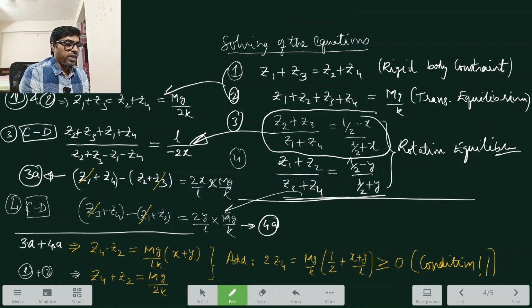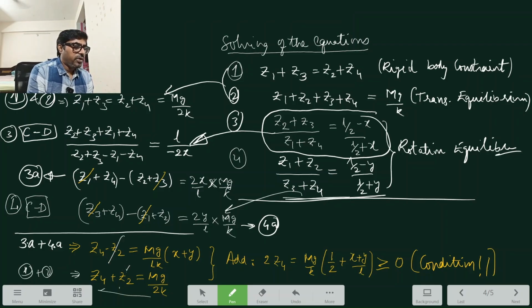So now I am getting these 3a and 4a. Let's say 3 is the expression given. I use componendo dividendo, I got this 3a, and the same way 4a. Solving this, I got Z4 minus Z2 equal to mg by Lk into x plus y, and from 1 and 2 together I already got Z2 plus Z4 equal to mg by 2k. Add them together, you see that Z2 will cancel out.